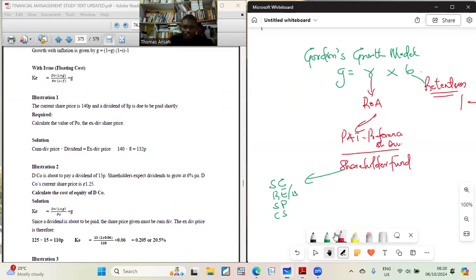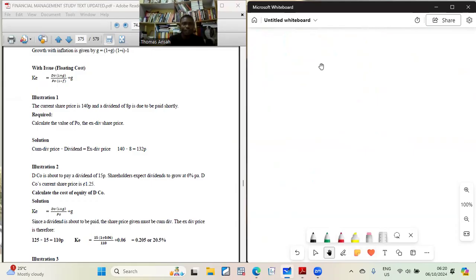So we have our first illustration to calculate the cost of capital using the DVM model. It says that the current share price is 140 pesos and the dividend of 8 pesos is due to be paid. We should calculate the value P0, the ex-div share price. Since the dividend is due to be paid, it makes it cum-div. So I take the share price, 140, and take away the 8 to get the ex-div. It's simple. If the dividend has just been paid, then it means the price is already ex-div.